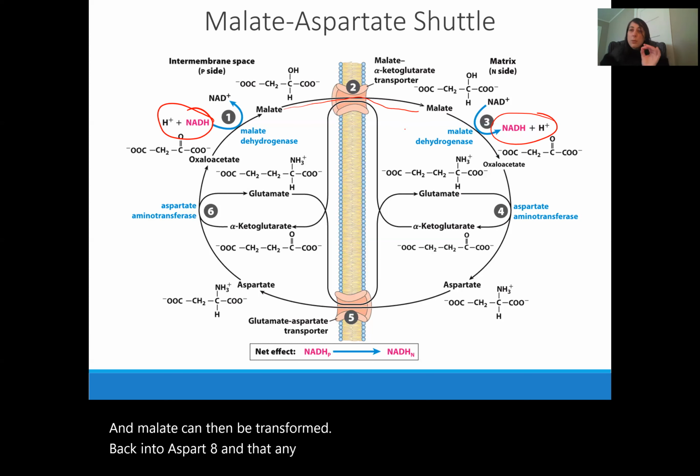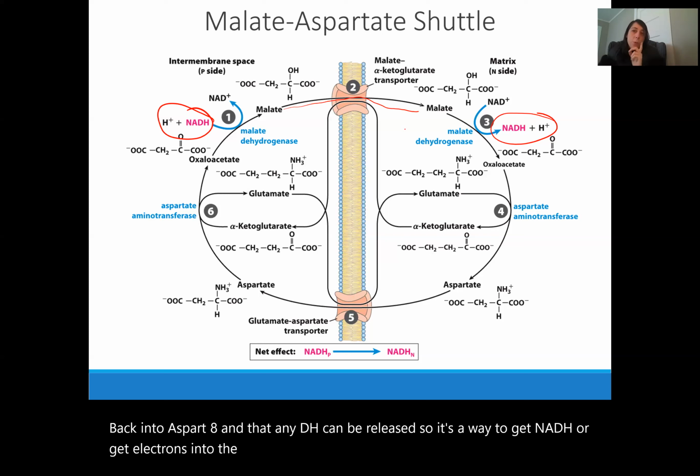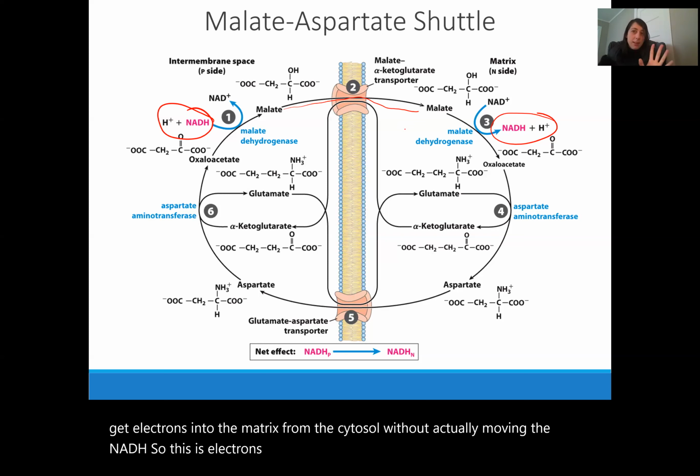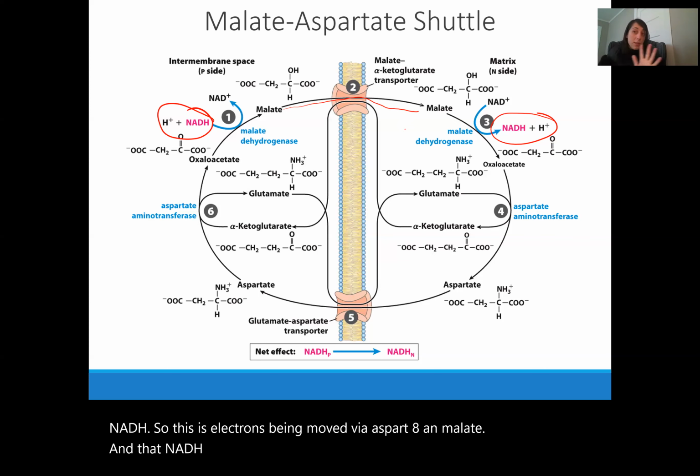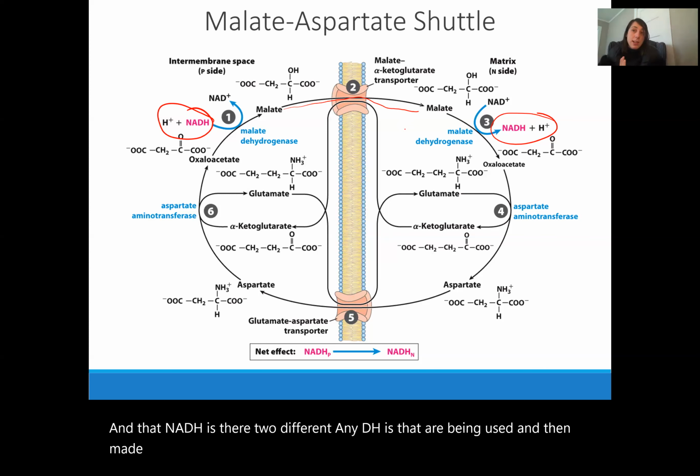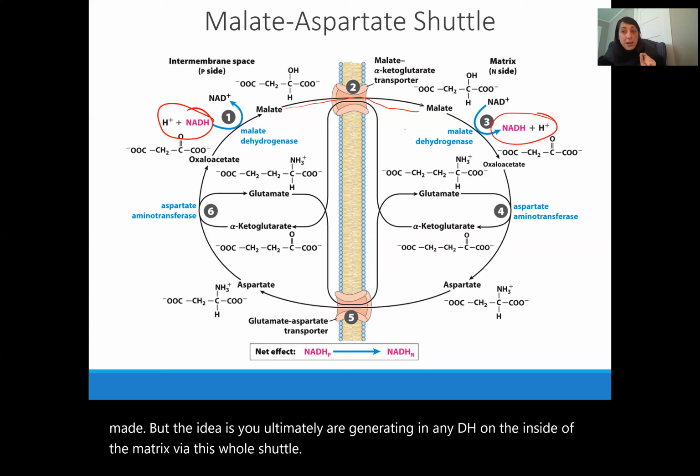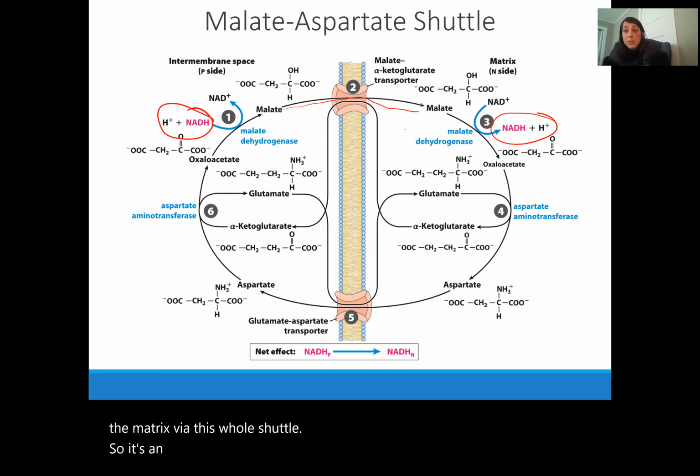So it's a way to get NADH, or get electrons, into the matrix from the cytosol without actually moving the NADH. So this is electrons being moved via aspartate and malate. And these are two different NADHs that are being used and then made. But the idea is you ultimately are generating an NADH on the inside of the matrix via this whole shuttle. So it's an indirect way of moving NADH into the matrix.